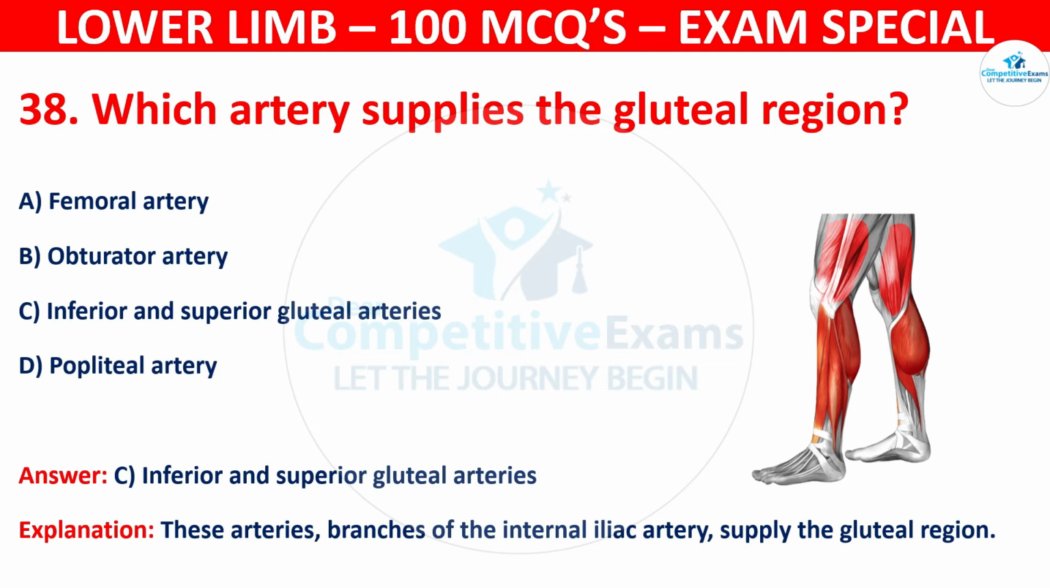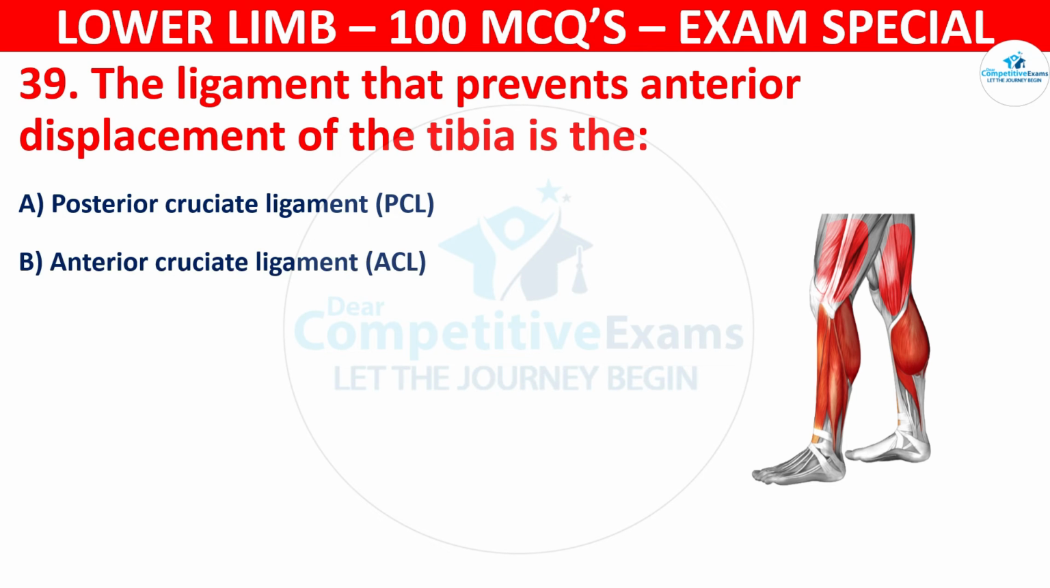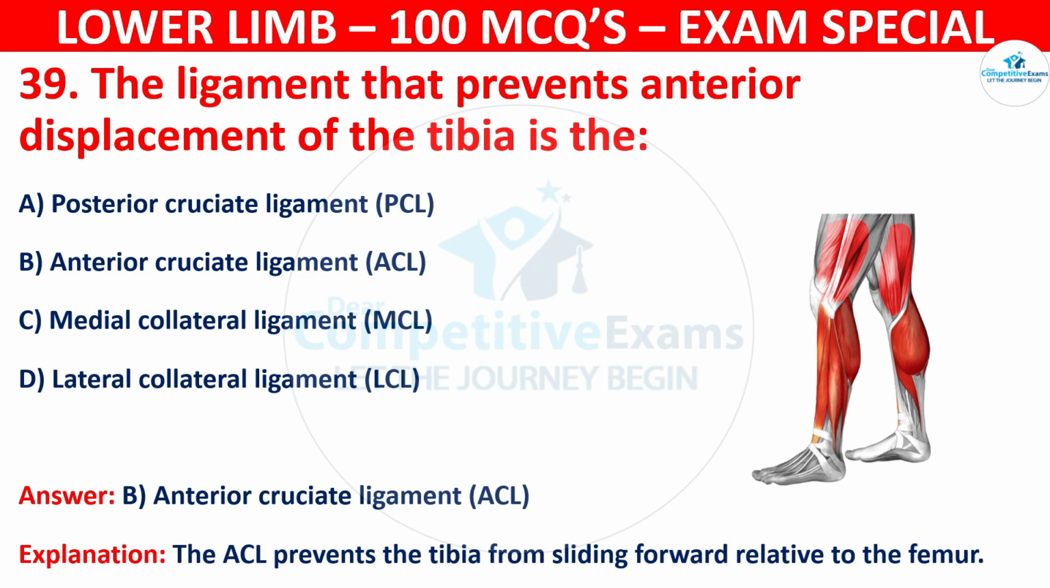Question number 39. The ligament that prevents anterior displacement of the tibia is posterior cruciate ligament PCL, anterior cruciate ligament ACL, medial collateral ligament MCL, or lateral collateral ligament LCL. The correct answer is B, that is anterior cruciate ligament ACL. The ACL prevents the tibia from sliding forward relative to the femur.